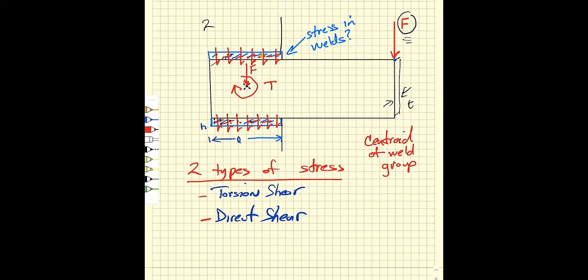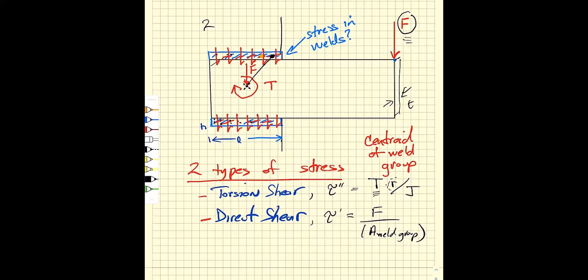So we're going to have torsional shear. I'm going to call that tau double prime, and we're going to have direct shear tau prime. And the direct shear is the force divided by the effective area of the weld group, while the torsional shear is going to be this torque T times R divided by the polar moment of inertia of the weld group. And that R is a measurement from the centroid to any location of interest in the weld group.